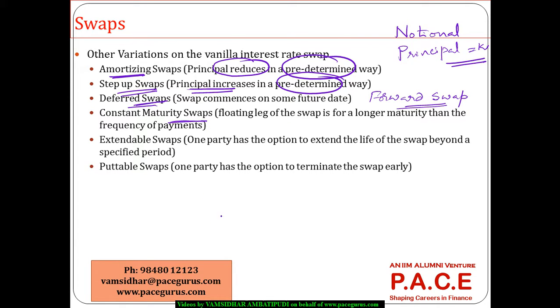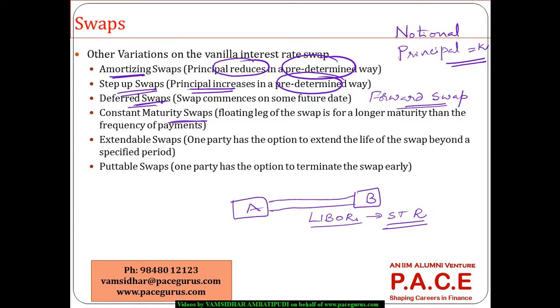Or there could be a very interesting instrument called a constant maturity swap. In a traditional interest rate swap, the floating rate, let's say I'm looking at LIBOR as the floating rate, is a very short-term rate. Whereas in a constant maturity swap, the floating leg is of a longer maturity. So if the payments are made quarterly in a traditional swap, what happens? Let's say quarterly payments, the base that is used is a 3-month LIBOR rate.